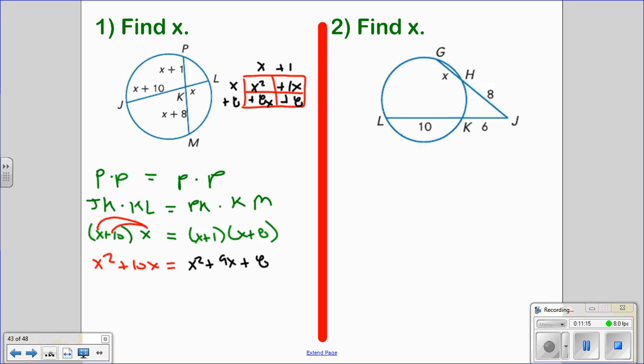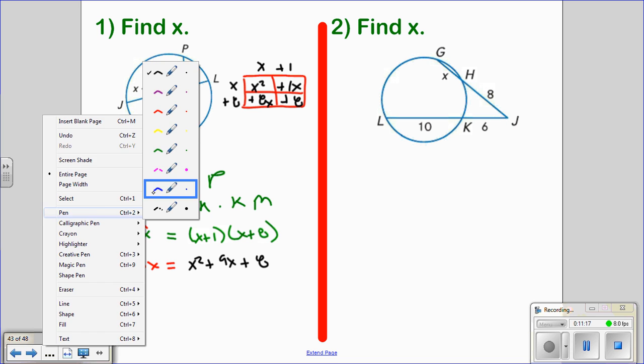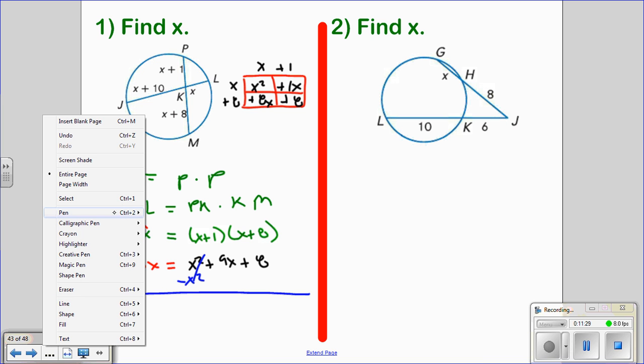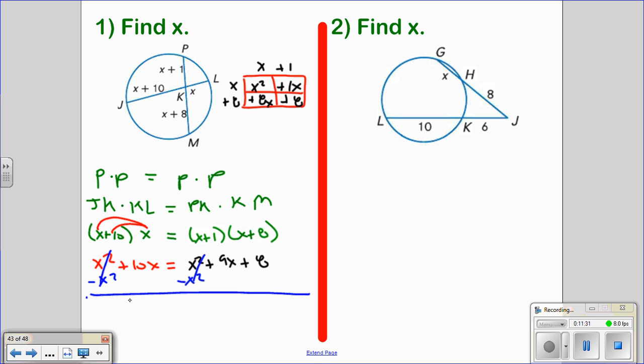So now you've got to combine like terms. The first thing I would do is subtract my x squareds. In doing so, they cancel each other out. So bring down what is left over, which would be 10x equals 9x plus 8. And now subtract 9x from both sides. It cancels on the right, but on the left, you're left with x, and it's equal to 8. And I'm done. All it asked me to do was find x.